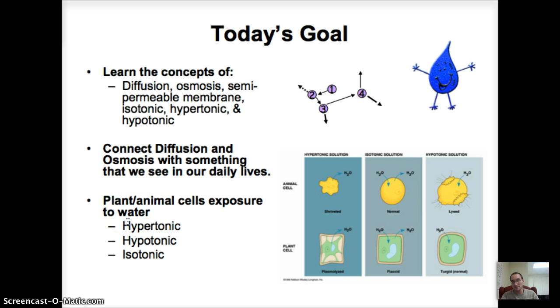And then finally, you should be able to look at a cell and look at the concentrations of water inside and outside the cell and determine, is it hypertonic, hypotonic, or isotonic. So that's the cell membrane, that's cell transport, and I hope this was helpful.